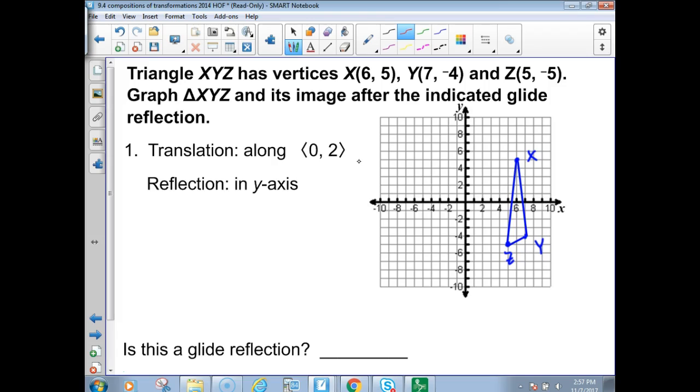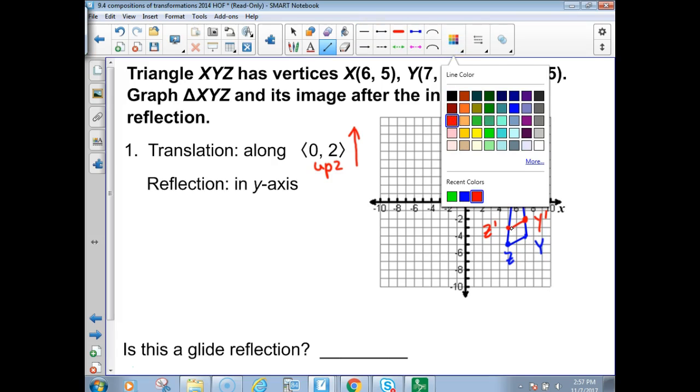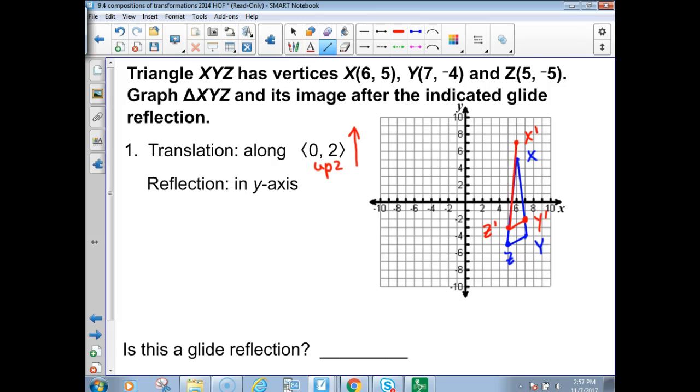0, 2. That would mean going up 2. So if I take every point up 2 units, X prime will be right up there. And we're going to get some that are kind of on top of the original figure a little bit. Not much of a move. Grab a pen. Connect all these and just show that triangle slid up 2 units.